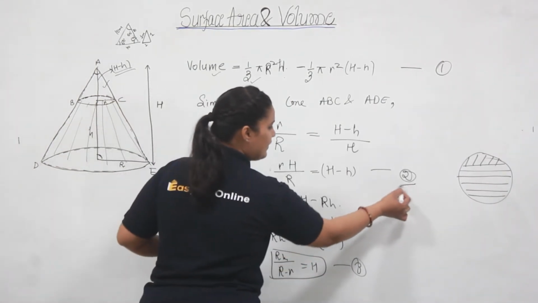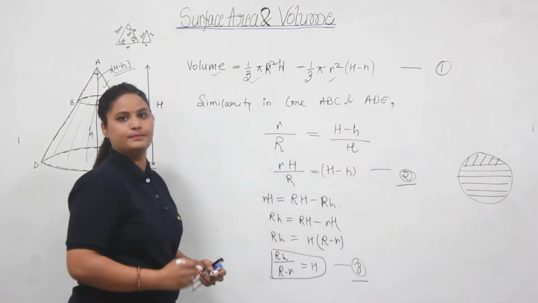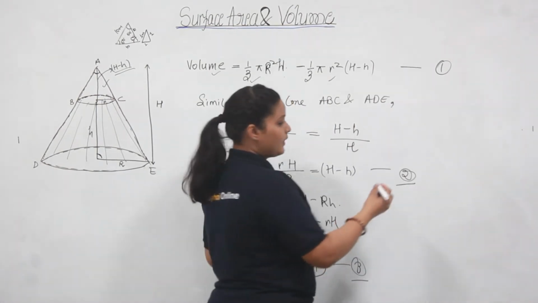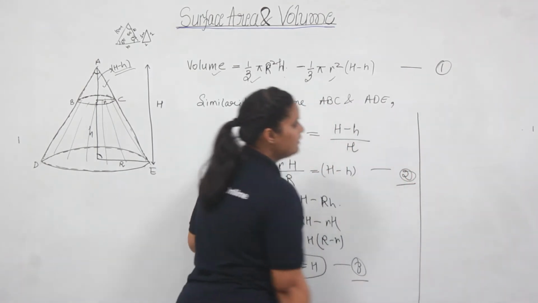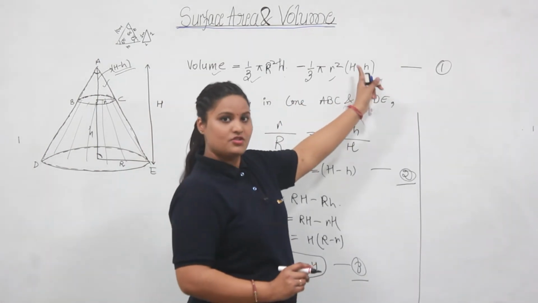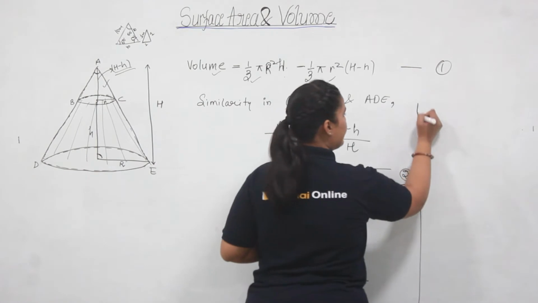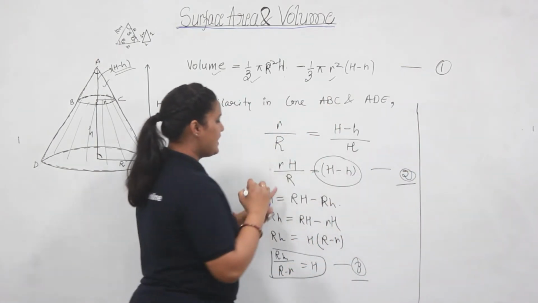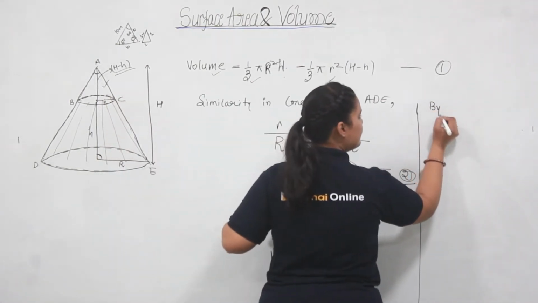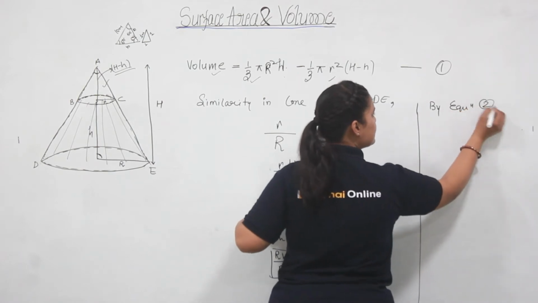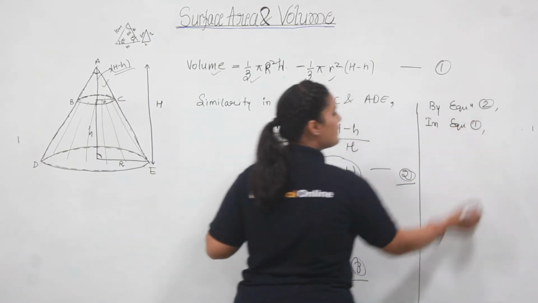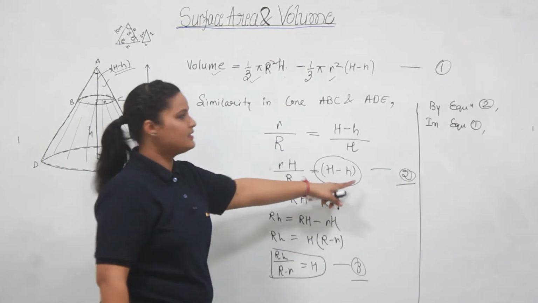Now I can put the values in equation number 1. So according to equation 1, here I have 1 by 3 pi R square H minus 1 by 3 pi r square (H minus h). So can I put the value of H minus h as Rh upon R through equation 2nd? In equation 1st I have to put the value of H minus h.